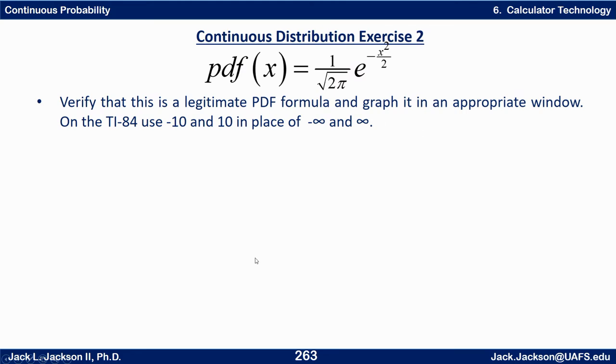Okay, so here's the formula for a PDF. Somewhat complicated formula. PDF of x is 1 over the square root of 2 pi times e to the power negative x squared over 2. So get this in, graph the PDF in an appropriate window, and it actually goes from negative infinity to infinity. But if you use negative 10 instead of negative infinity and 10 in place of infinity throughout on the TI-84, or actually even in the Nspire, this works out pretty well for this particular exercise. So get this in, graph the PDF, and verify that it is a legit PDF. Okay, press pause now.